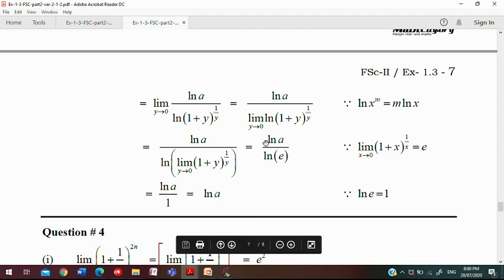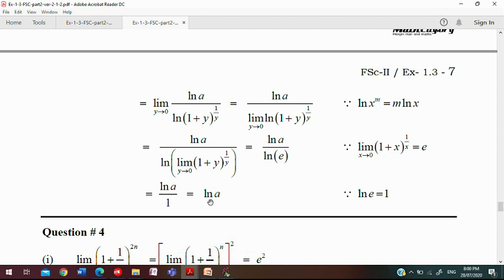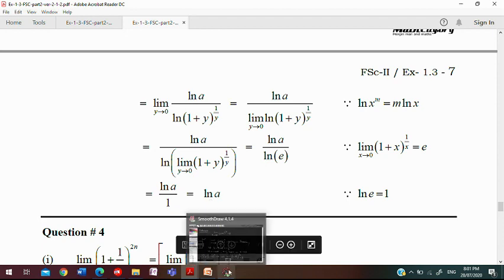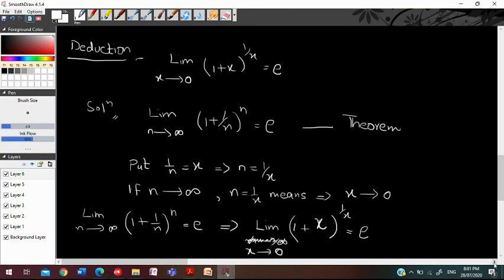These both are inverse functions, so log and exponent cancel with each other, and log a divided by 1 is equal to log a. And this is all the theorem. We have proved the theorem, and we have one more deduction of this theorem also, and I will solve the deduction for you over here.